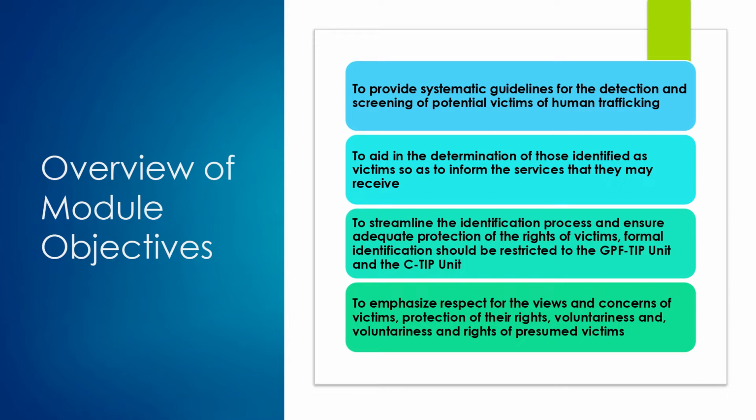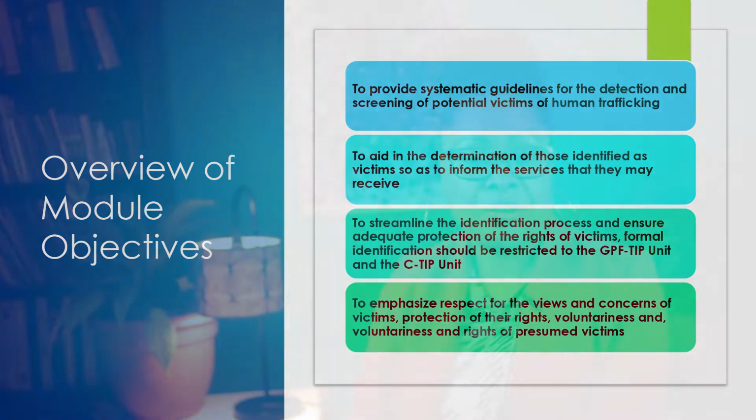As you know from your protection SOPs, the formal identification is done by the GPF tip unit, the Guyana Police Force tip unit, in collaboration with the C-tip unit. And so we want to ensure that the other persons who are assisting with detection, as we have set out in the protection SOPs, are making those referrals to those units for the formal identification process to begin.